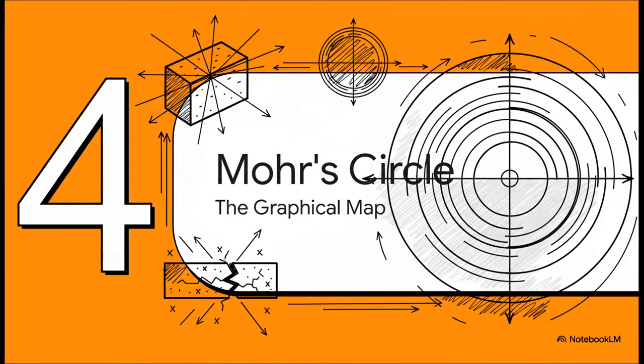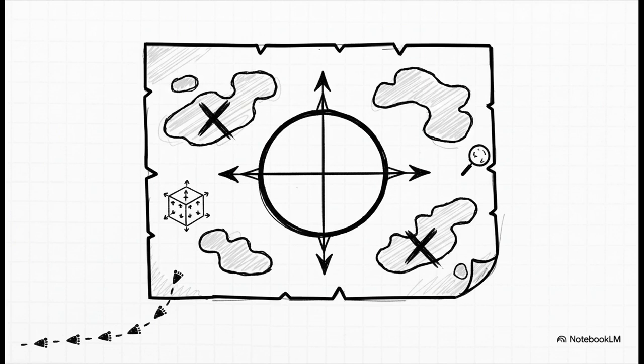So that formula works, for sure. But it's not exactly intuitive, is it? Well, luckily for us, way back in the 1880s, this brilliant engineer named Otto Mohr came up with a way to turn all that complex math into a simple picture. It's called Mohr's Circle, and honestly, it's an engineer's best friend. So you want to see how to draw this incredible map of stress? It's actually a surprisingly simple step-by-step process.